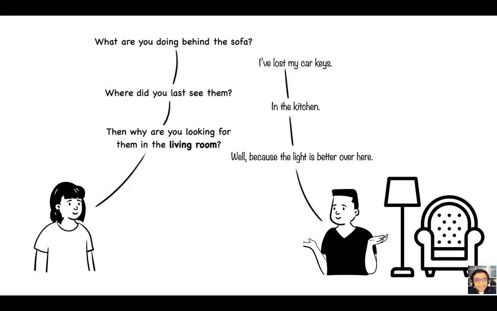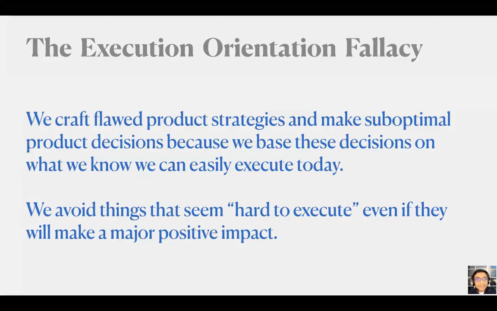Now, while this may sound like it's made just for TV, I will tell you that something similar happens in product development all the time. I call this the execution orientation fallacy, where we're so focused on execution that we craft flawed product strategies and make suboptimal product decisions because we base these decisions on what we know we can easily execute today. We avoid things that seem hard to execute, even if they will make a major positive impact.